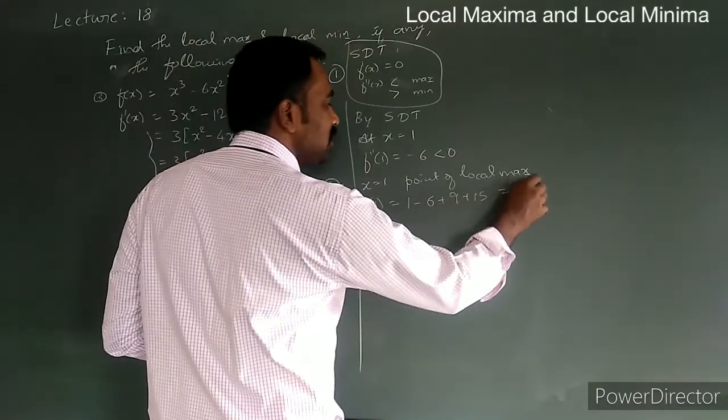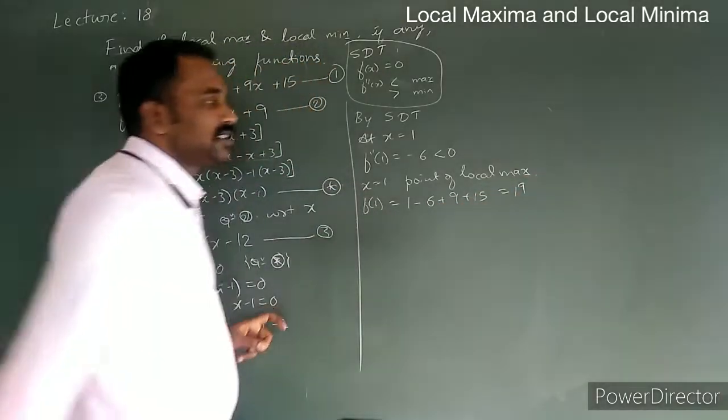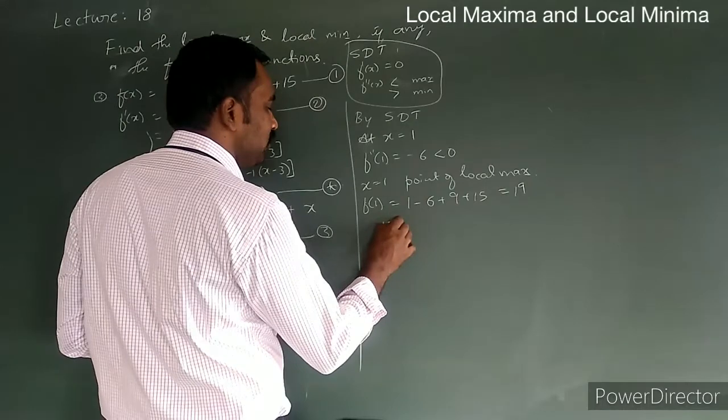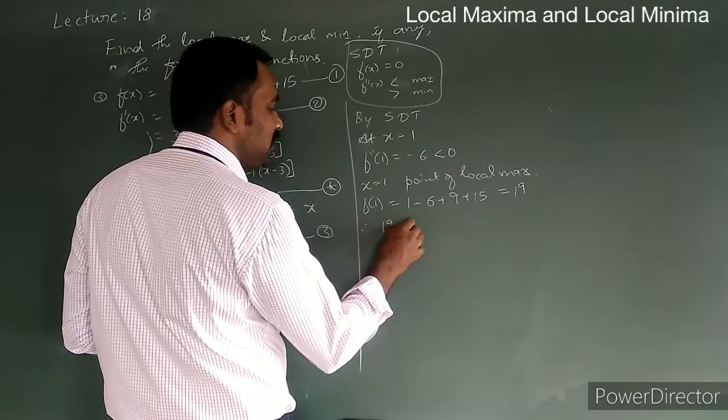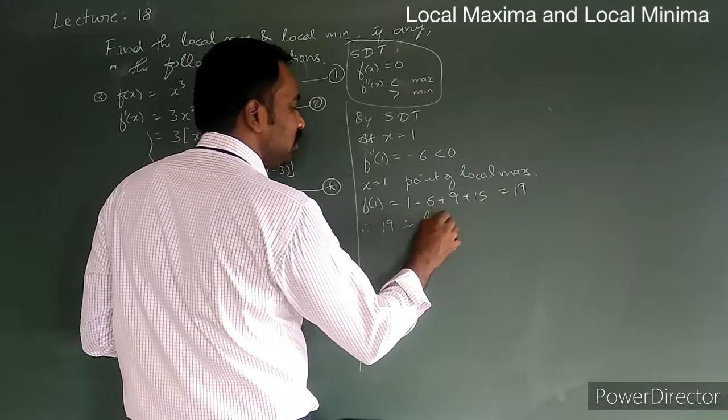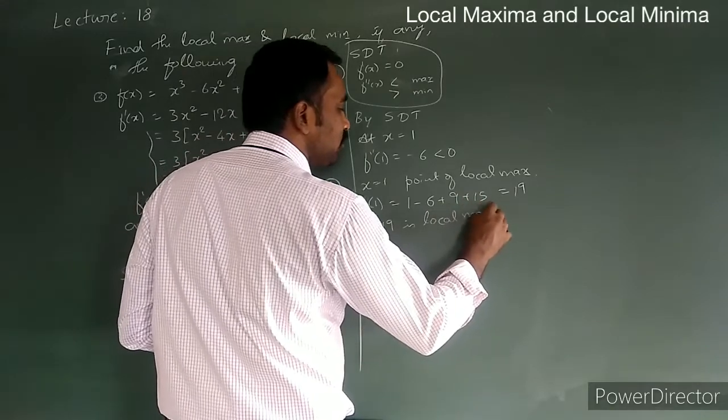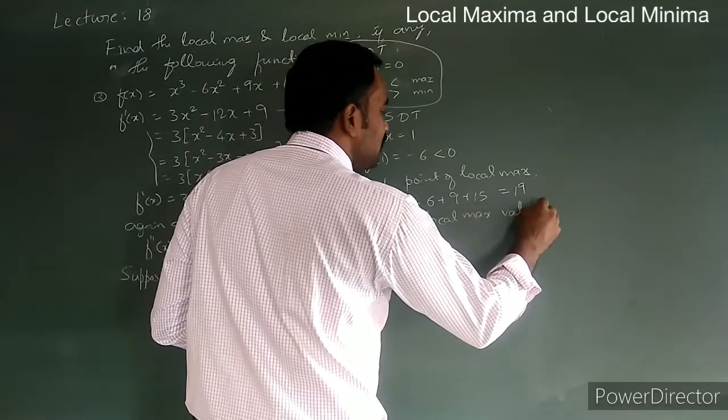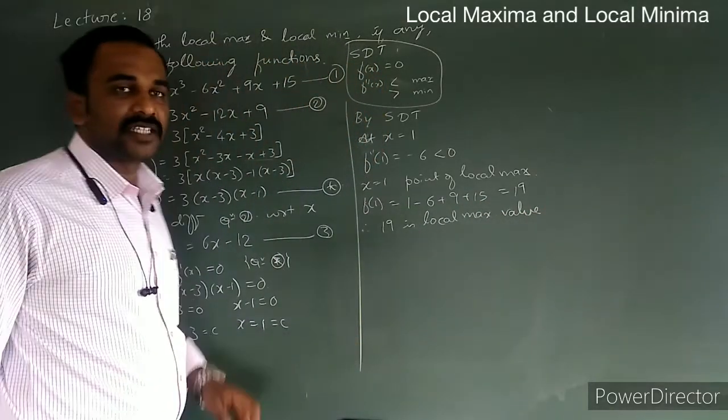10 plus 9 is equal to 19. Therefore, 19 is the required local maximum value.